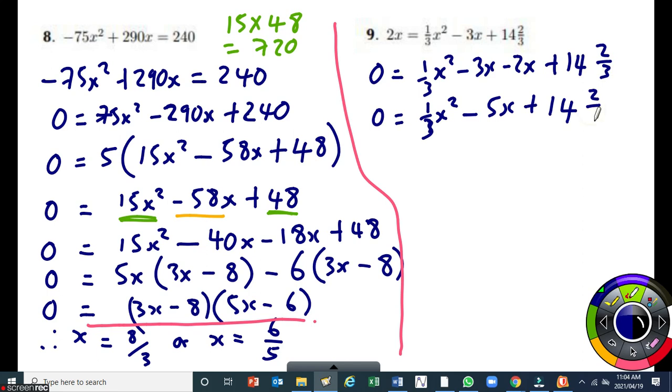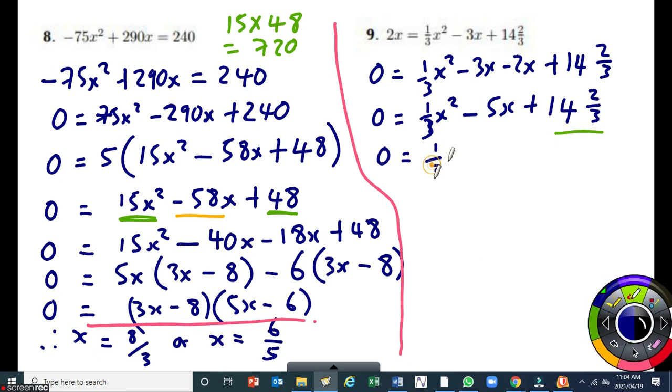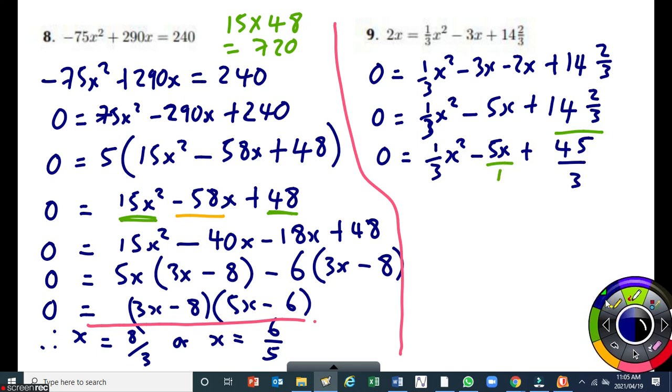Then we convert all the mixed number, this one here, to an improper fraction. So my next step will be to say 0 equal to 1 over 3 x squared minus 5x plus, that's 42, gives me 45 over 3. Then the denominator here is a 1, so our LCD is going to be a 3. So I'm going to multiply both sides of the equation by 3 to eliminate the denominators.